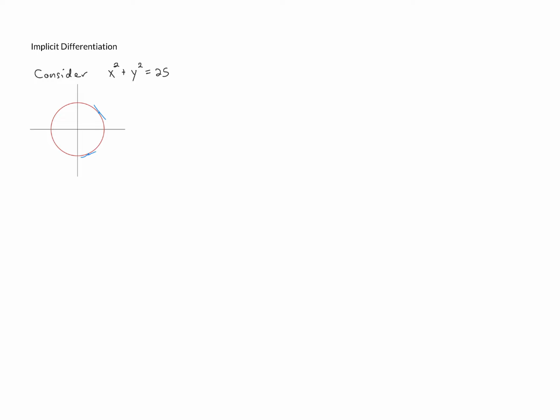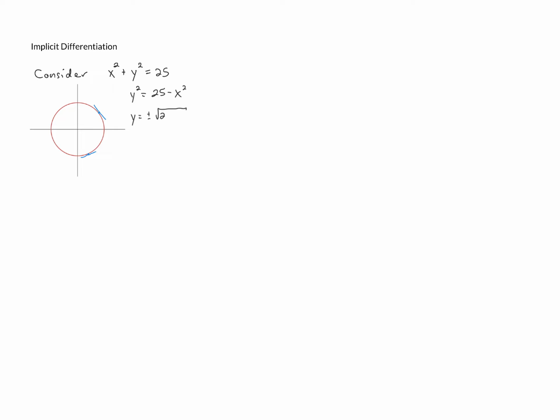There is technically a way that we could do this, but it's a little bit annoying. If we wanted to solve for y in terms of x, we could do that, but there's one thing that's a little bit tricky here. If we subtract x squared from both sides, that gives us y squared equals 25 minus x squared. And then if we want to get y alone, we have to take the square root of both sides, but we need a plus or minus symbol.